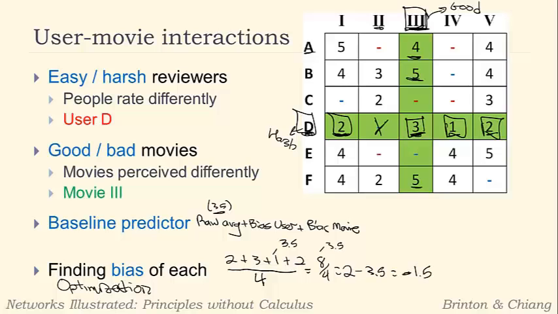So that's the bias, and that should make sense because D is a harsh critic, so he's well below the average rating: minus 1.5. He's below the average of 3.5.